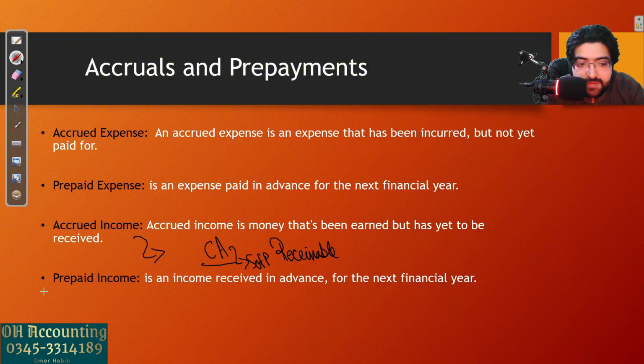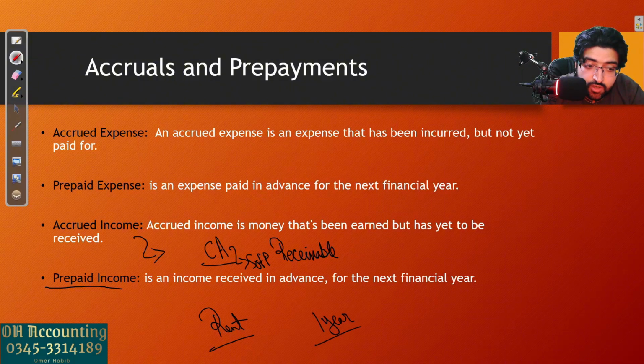On the other hand, prepaid income. In simple words, you have not provided the service, but you have received money in advance, right? For example, you have given a room on rent and your tenant paid you advance rent for 1 year. So this is your prepaid income. You haven't provided him with the service yet. He hasn't used the apartment or the room for the entire year, but he's paying for that in advance.